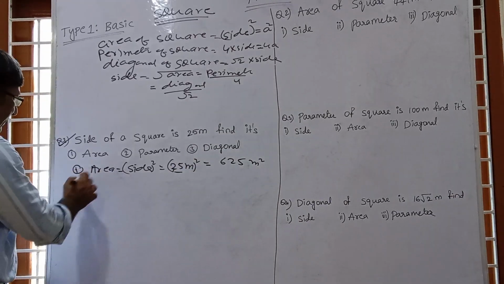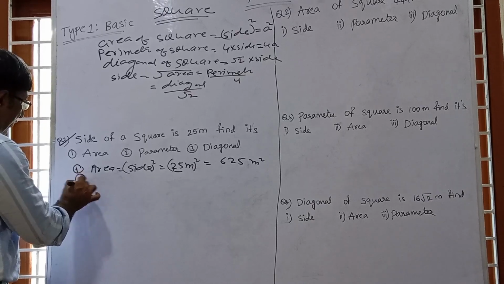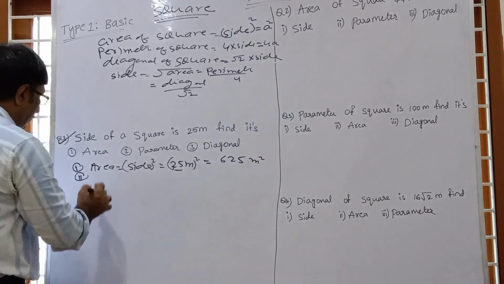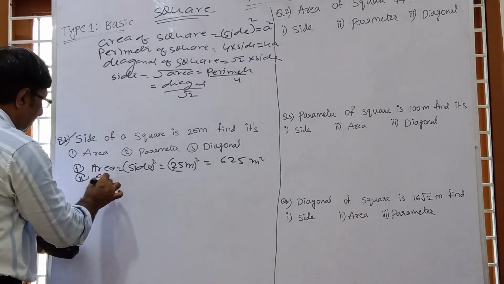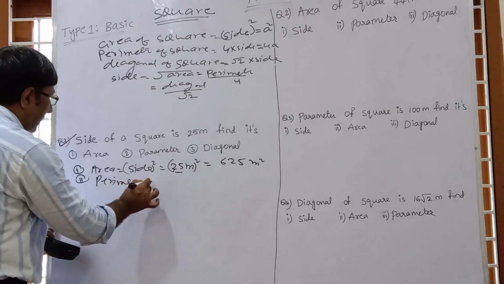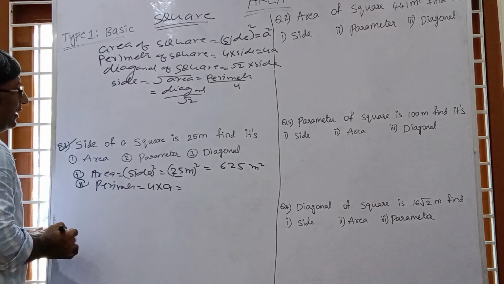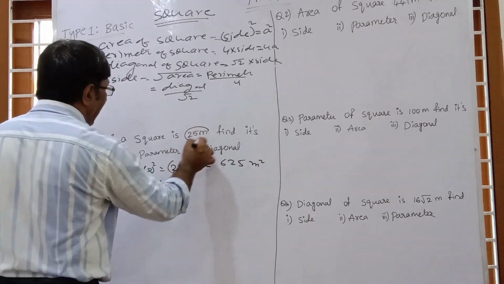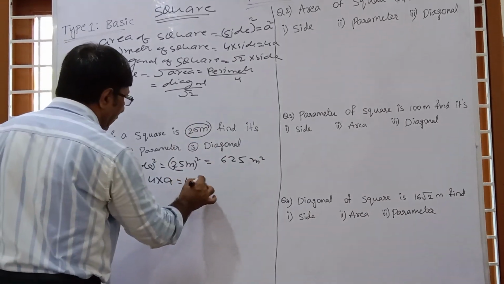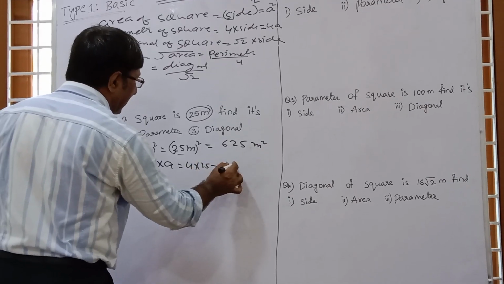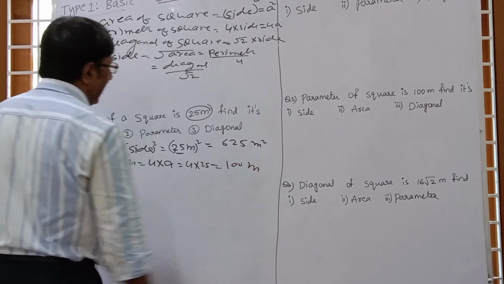Now come to the second point. This is the second question, perimeter. So you know perimeter of a square equals 4 into a, that is 4 into side. So side is given 25 meters, so we can use 4 into 25, that is 100 meters, your right answer.